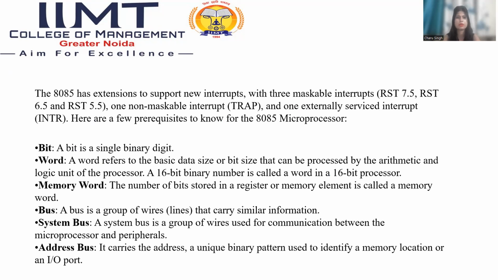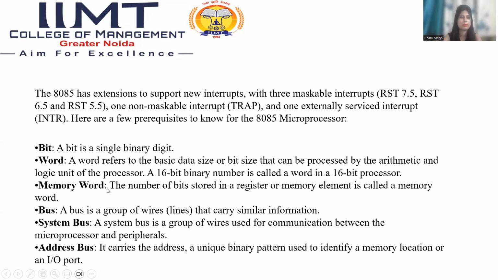Some prerequisites to know for the 8085 are bit, word, memory word, bus, system bus, and addresses. Basically, we talk about 8-bit. A bit is a single binary digit, that is 0 or 1. Then we have word. A word refers to the basic data size that can be processed by the arithmetic and logic unit of the processor. A 16-bit binary number is called a word in a 16-bit processor.